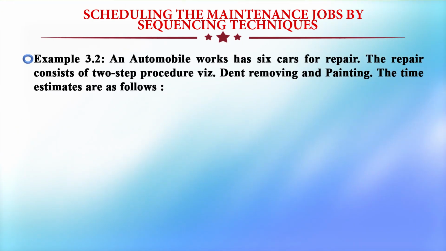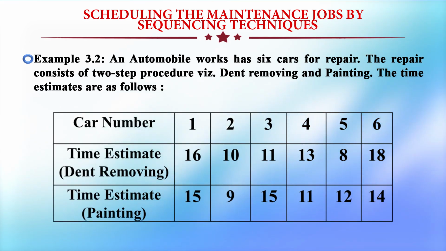Example 3.2: an automobile workshop has 6 cars for repair. The repair consists of a 2-step procedure, that is dent removing and painting. The time estimates are as follows: car numbers 1, 2, 3, 4, 5, 6, with the time estimate for dent removing and the time estimate for painting given. Now find the correct sequence of operations. Prepare a Gantt chart and schedule chart so as to minimize the idle time.